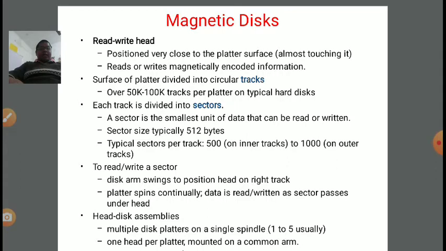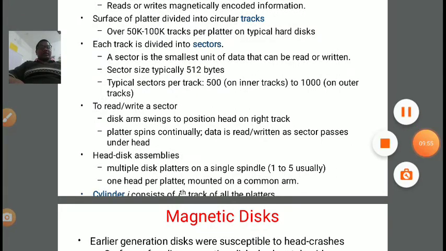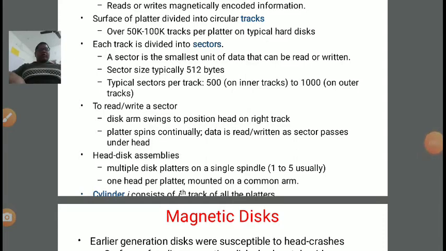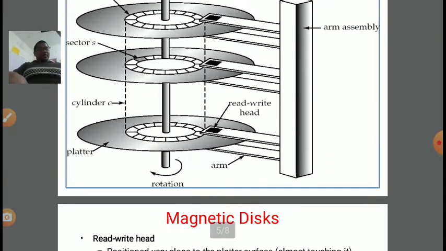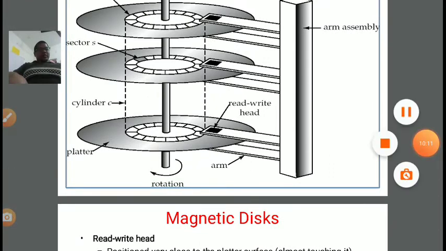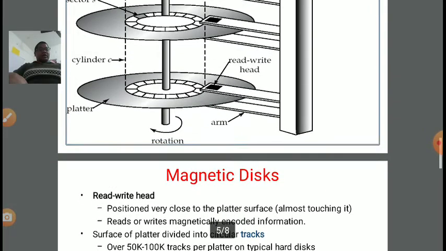Typical sectors per track: in a single track there may be about 500 sectors on an inner track and 1000 on an outer track. Okay, to read or write a sector, the disk arm swings to position the head on the right track. In order to read or write, this is the arm assembly, and the disk arm needs to be positioned on the right track and the right sector so that a particular sector will be read or written.